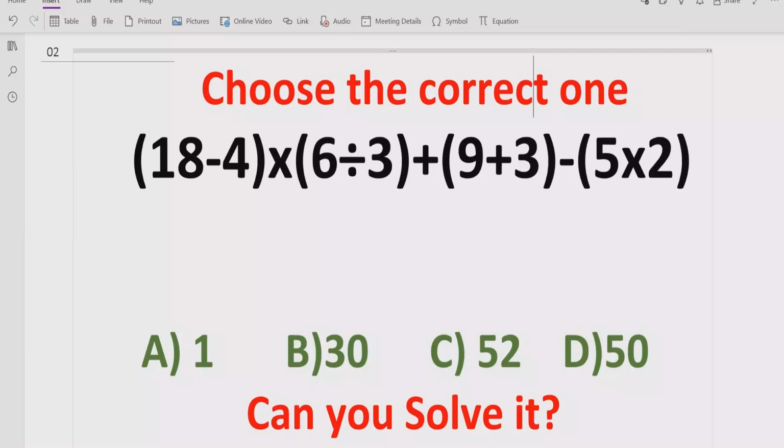Today we will solve another quiz which is related to arithmetic expression. The quiz contains the basic operations: subtraction, multiplication, division and addition. So we have to solve this quiz using the PEMDAS and BODMAS method and find out which answer is correct. We have here four answers. A is 1, B is 30, C is 52 and D is 50. So let's see after solving it which answer is correct.